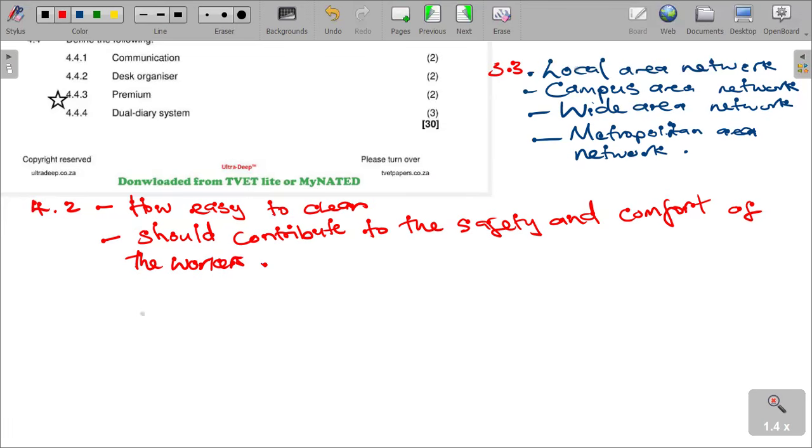Right. Another factor to consider is the furniture must have sufficient working and storing space.